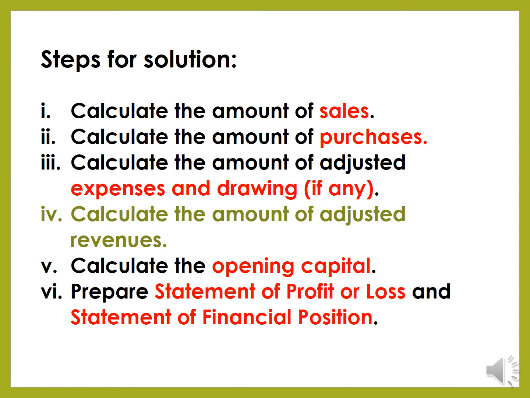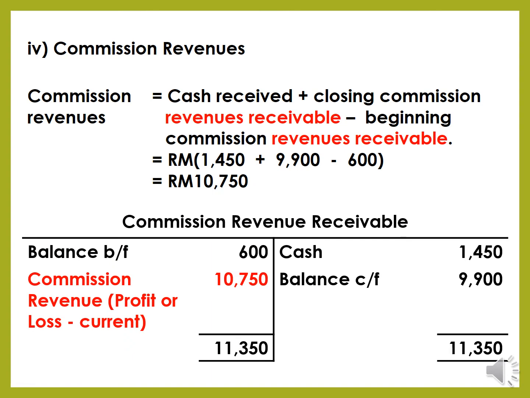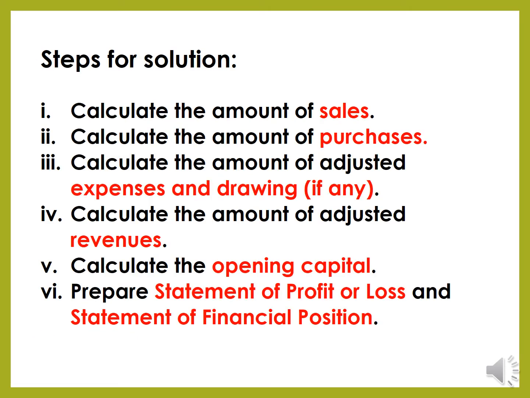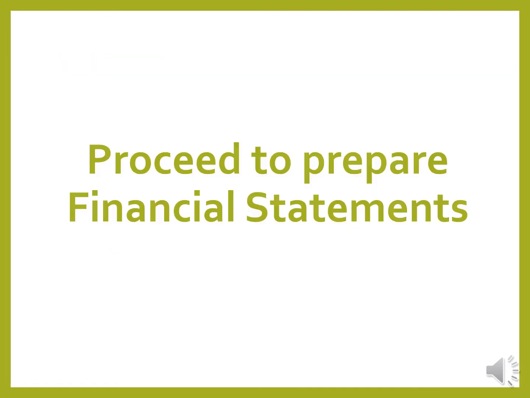Fourthly, calculate the amount of adjusted revenues. The commission revenues is 10,750. After that, calculate the opening capital. For your information, the working calculation have been discussed in the previous subtopic. Then, you are ready to prepare the statement of profit or loss and statement of financial position. Now, let us proceed to prepare the financial statement.